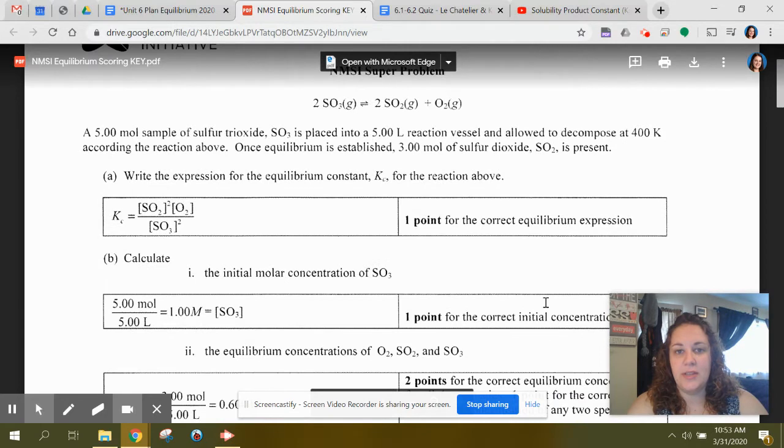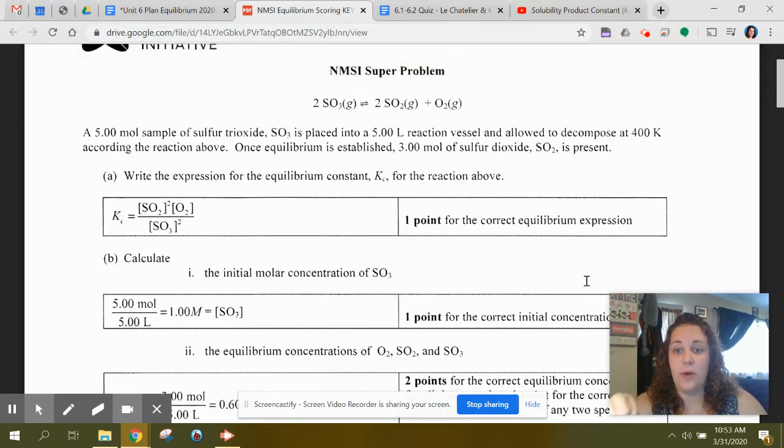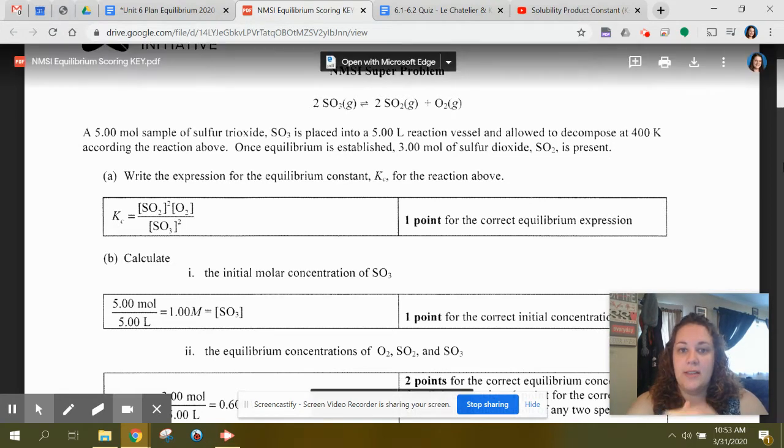And you can see I'm using the scoring guide as if this was an AP question. You can see exactly how each of these parts would have been scored. Obviously, this is longer than an AP question for your FRQ. Remember, your FRQs are 10 points for the long questions and then 4 points for the short. So this one's a super problem because it's longer than a long FRQ.